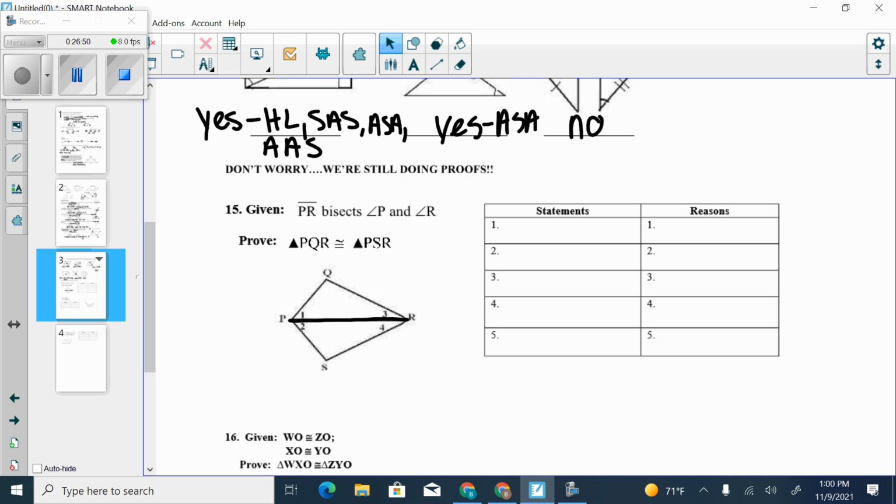Okay, so whenever we do a proof, the first thing we always write down is the given, right? So I'm going to write down what they wrote, that PR bisects angle P and angle R. And the reason I'm able to write that down is because it was given.